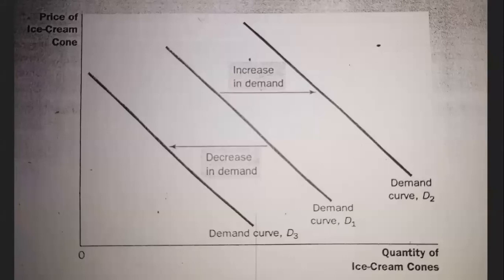Let's have a look at the graphical representation. We have represented price of ice cream cone along the y-axis, quantity demanded along the x-axis. Suppose there is any change that increases the quantity demanded at every price, this will shift the demand curve towards the right, that is from D1 to D2, indicating an increase in demand. And now suppose there is any change that decreases the quantity demanded at every price, this will shift the demand curve towards the left, that is from D1 to D3, indicating a decrease in demand.